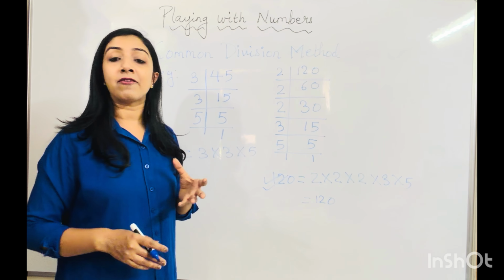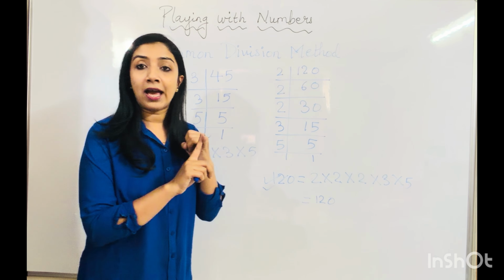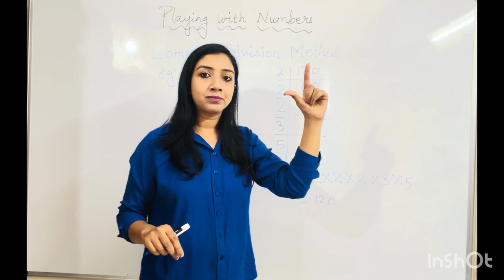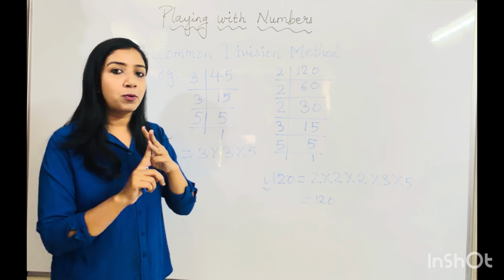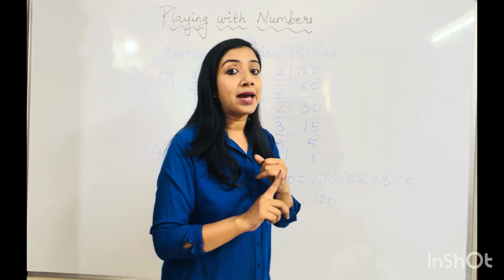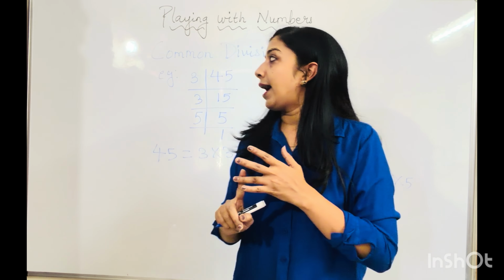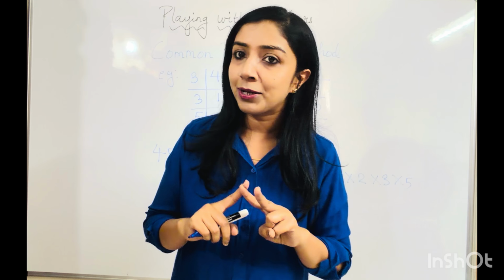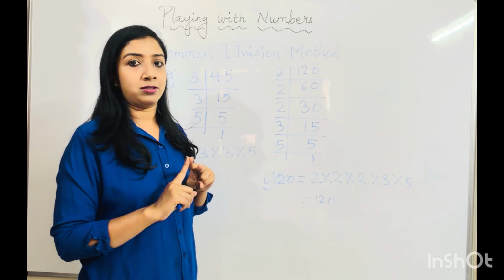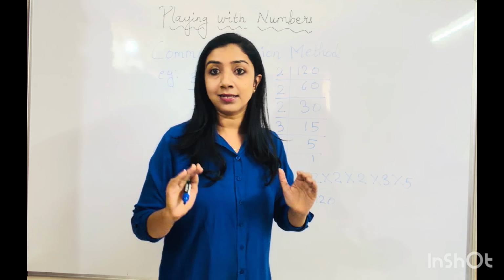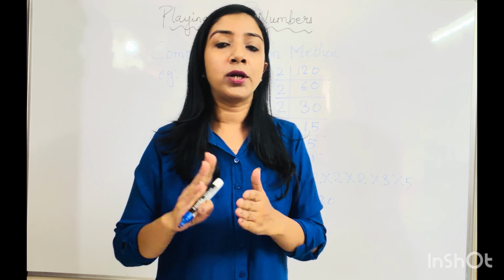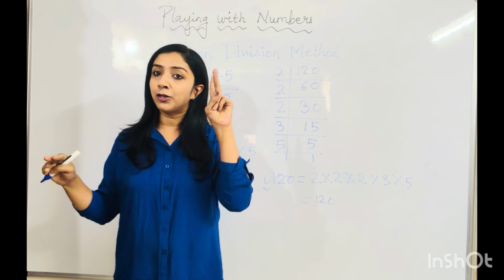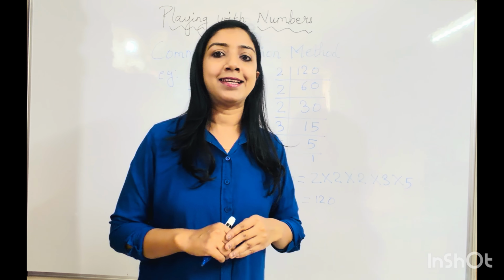So what all things have we covered till now, children? First, factors, multiples, prime numbers, composite numbers, co-primes, twin primes, and prime factorization, which includes two methods, that is the factor tree method and the common division method. So this much we have seen in this lecture. In my next lecture, we are going to see the highest common factor and the lowest common multiple, and there are two methods for each that we will see in the next lecture.